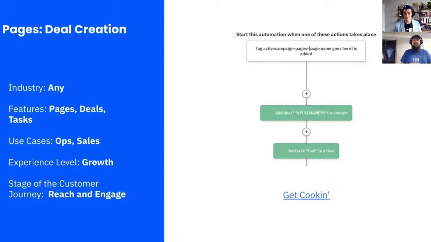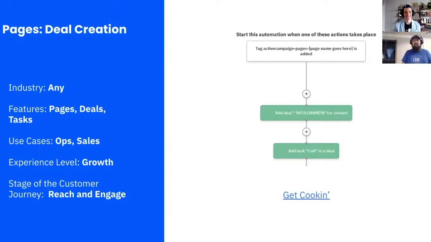Now the stats. Industry: this is great for any industry. If you're using a CRM, you can use this recipe and it'll be super powerful for you. Features: we've got pages, deals, and tasks. Use case: ops, there's a lot happening on the back end. We're creating this deal, but since it's also CRM related, we're going to say sales. Experience level: growth. Now, we just want to highlight, this doesn't mean that the automation recipe is harder to set up than any others. It just means there are some processes outside, which is the setting up of that landing page, which throughout the rest of the episode, you've already learned how to do.